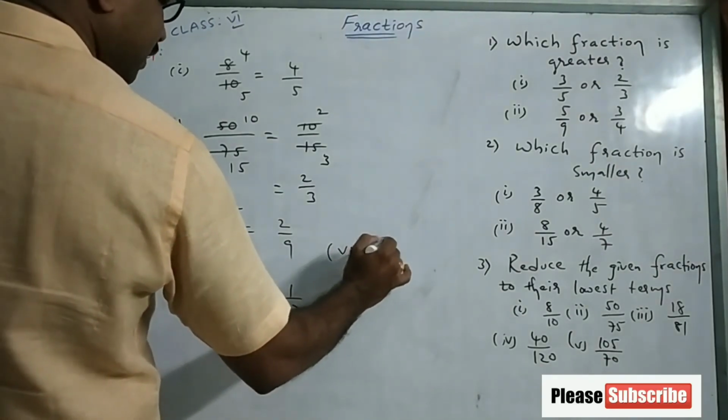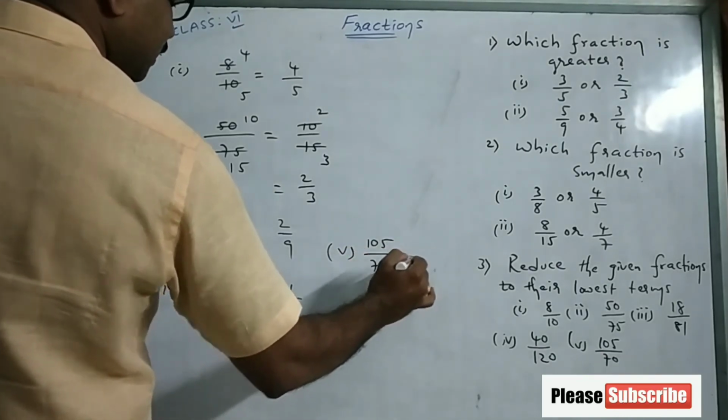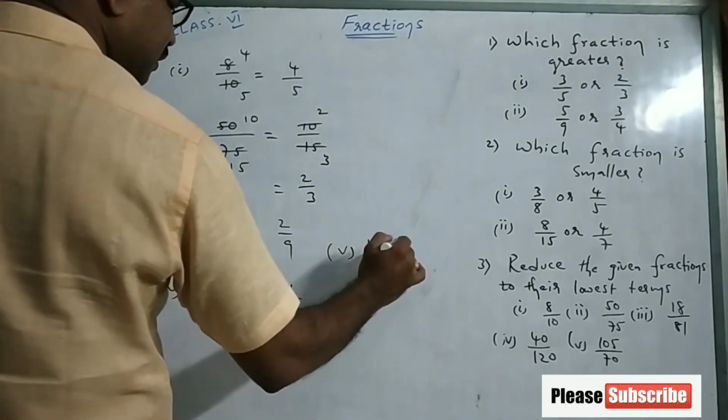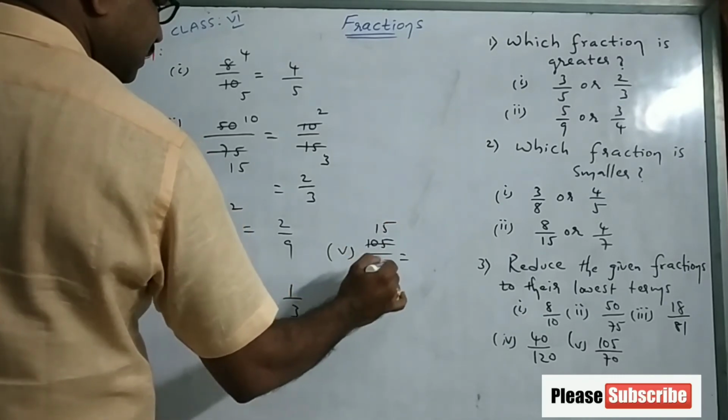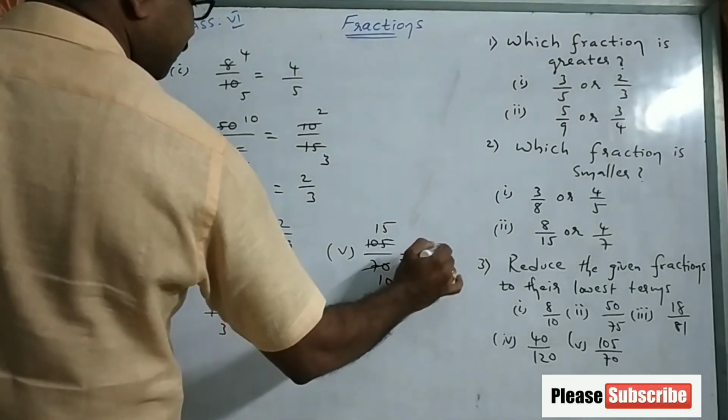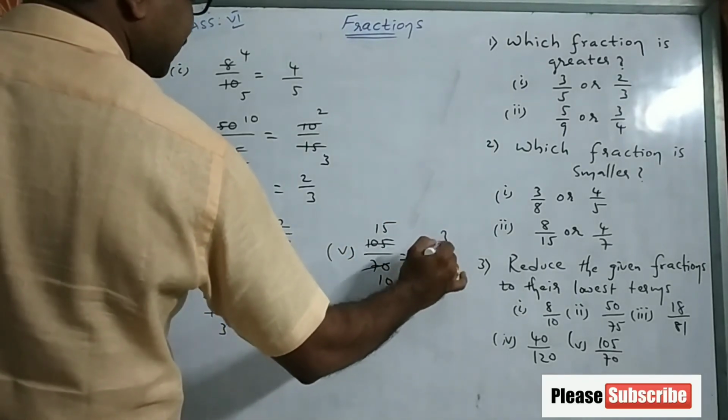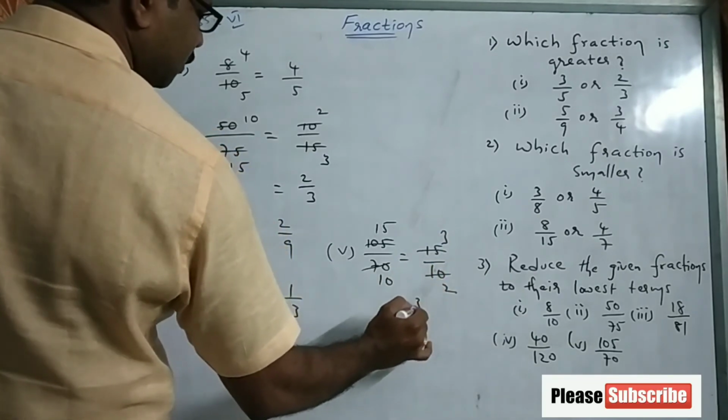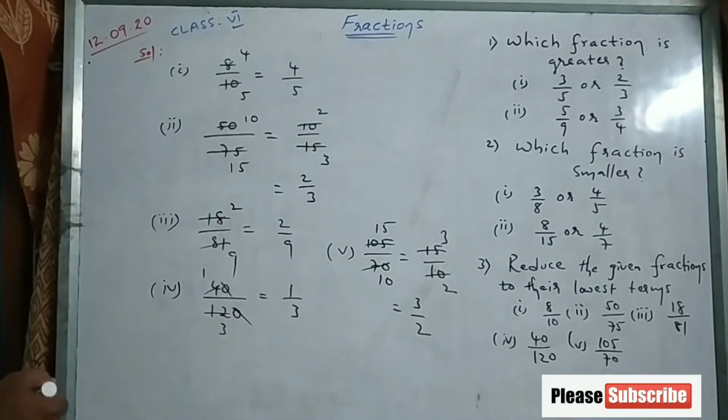So 105 upon 70. You can cancel the 7 table. 7 15s are 105, 7 10s are 70. Again 15 by 10 you have 5 3s, 5 2s. So 3 by 2. Right? So that is called the simplified form of the given fractions.